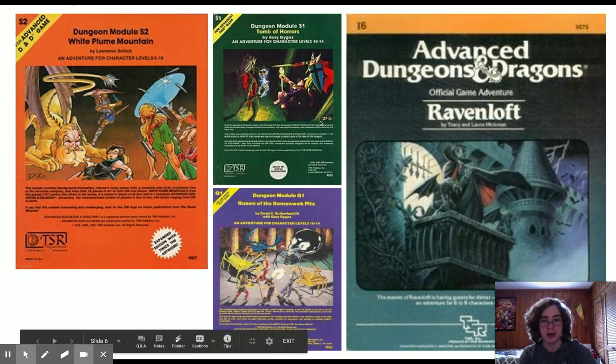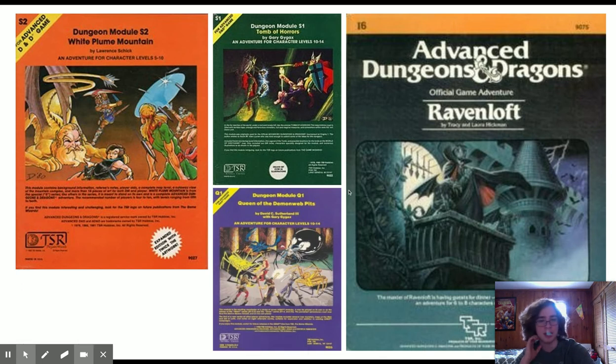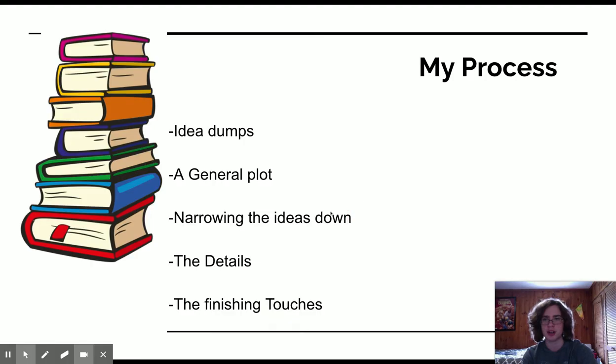And these are just some of the modules that came to mind when I like to think about. These are the older ones from first edition, but they're not all that big. They can be 15-ish pages or shorter or longer, but they're not very large. So I should go through, I think, my process for how I would write one of these things.